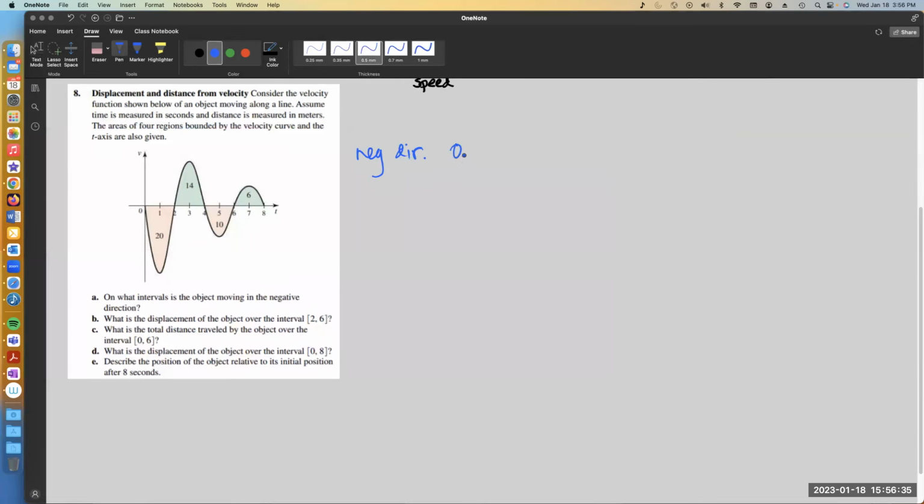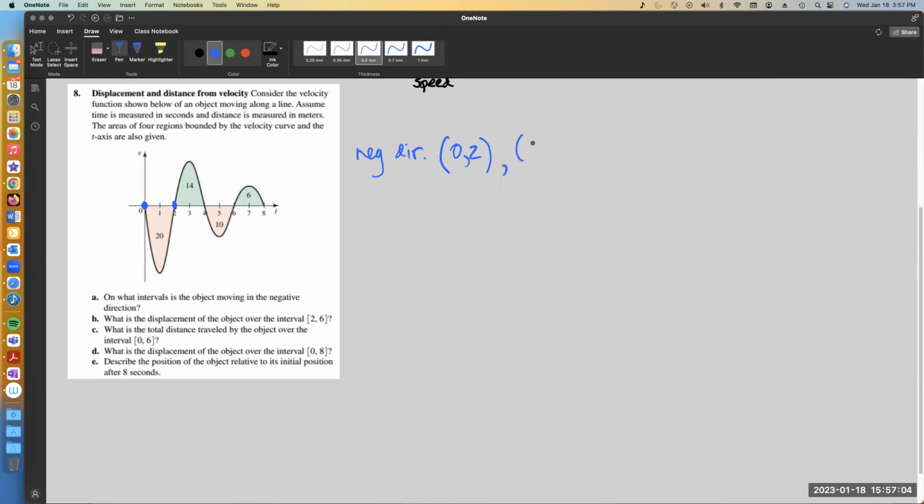And should the 0 and 2 be in parentheses or in brackets? Parentheses. It should be parentheses, because what is the velocity at those two positions right there? 0. So it is not moving to the left, or not moving in the negative direction, because the velocity is 0 at those endpoints. So we don't include them.